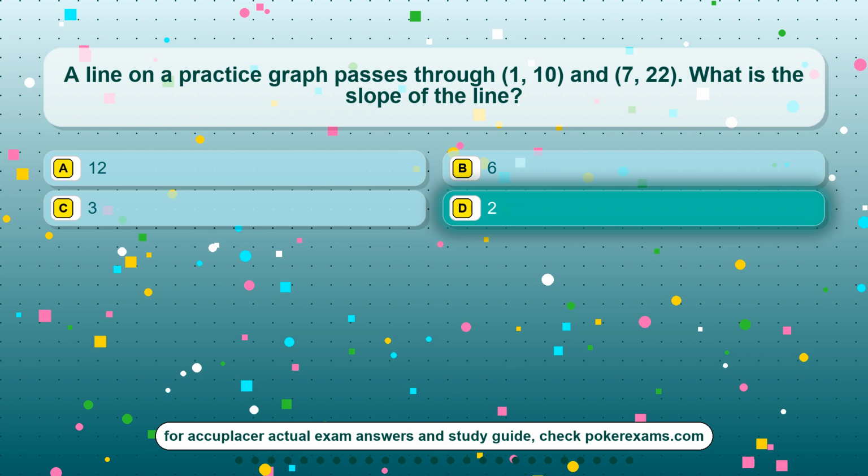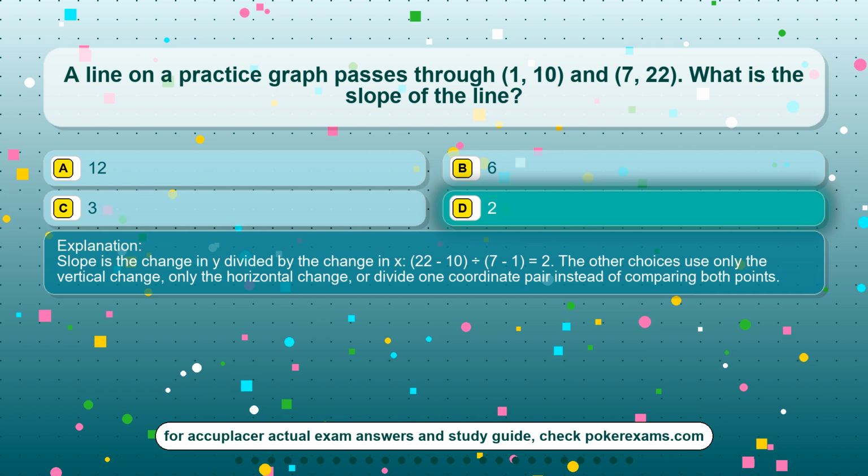The correct answer is option D, 2. Slope is the change in y divided by the change in x, (22 minus 10) divided by (7 minus 1), equals 2. The other choices use only the vertical change, only the horizontal change, or divide one coordinate pair instead of comparing both points.